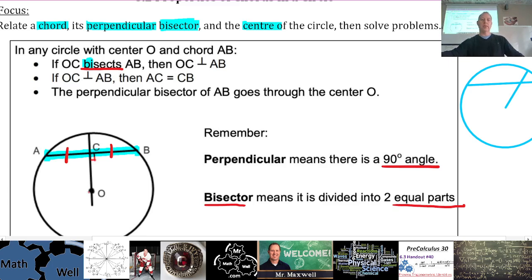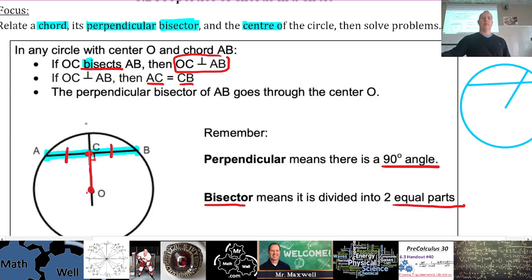So OC, that is a segment from the center O to this point C. If that bisects AB, then OC and chord AB are perpendicular, and this is the notation for being perpendicular. It's like an upside down T. So two segments or lines, if they have the upside down T in between them, that means they are perpendicular. They form a 90 degree angle. Okay? So also, if OC is perpendicular to AB, that means that AB is exactly split in half, or AC, that's this segment, is exactly equal to CB, this segment.